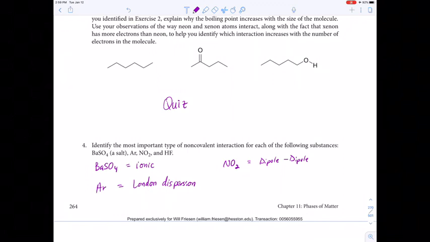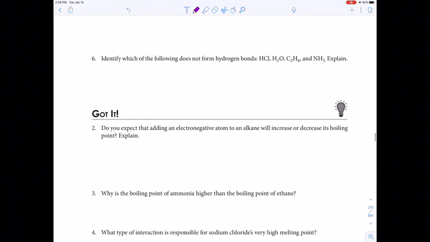Notice it has lone pairs on nitrogen and oxygens, but there are no hydrogens around, so it cannot hydrogen bond. However, HF can. So we have hydrogen bonding with HF, hydrofluoric acid, or hydrogen fluoride. Okay.